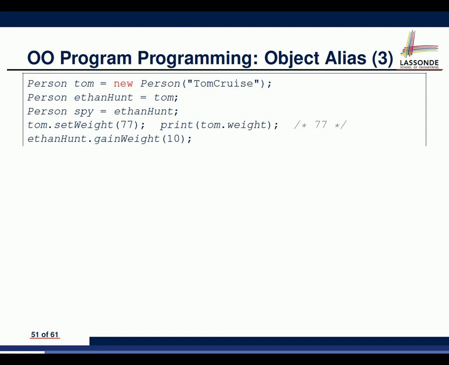Now, let's say this. EthanHunt.gainWeights(10). What's going to happen? Well, apparently, we're going to change the weight of some object, right? But now we talk about Ethan Hunt, not Tom or spy, right? Try to make some annotation on your diagram, and then I'm going to annotate my iPad as well. Okay, after that, hopefully that's something you will get, right?